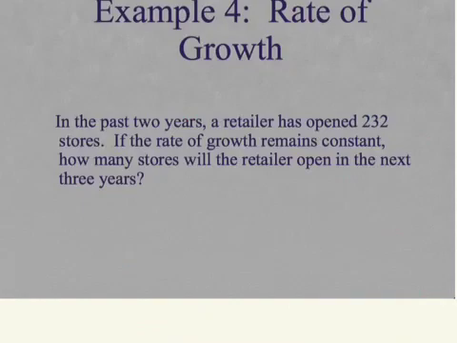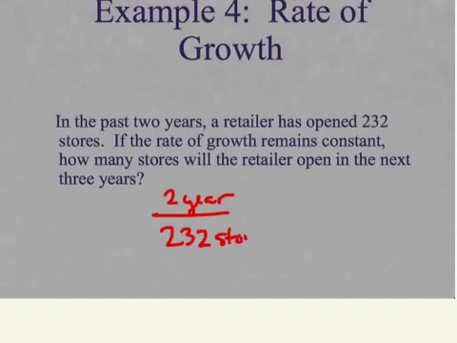Okay, so in example 4, we're talking about a situation where we realize that there's kind of a trend, right? In the past 2 years, a retailer was able to open 232 stores. If that rate of growth remains constant, how many stores will the retailer open in the next 3 years? So over a 2-year period, I know that 232 stores have been opened. So that's the relationship that I'm going to use to answer this question. So after a 2-year period, 232 stores were open.